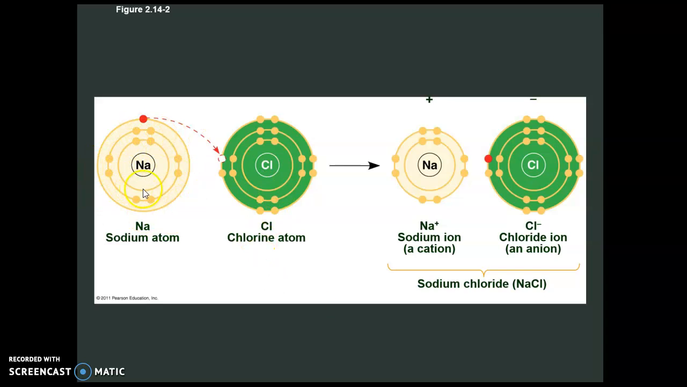So here's sodium, Na, and chlorine, Cl. Sodium will lose its outermost electron and it will be taken up by chlorine. Now, when sodium does that, it loses a negative charge, so it becomes a positively charged ion, we call it. So you'll see it written as Na+.